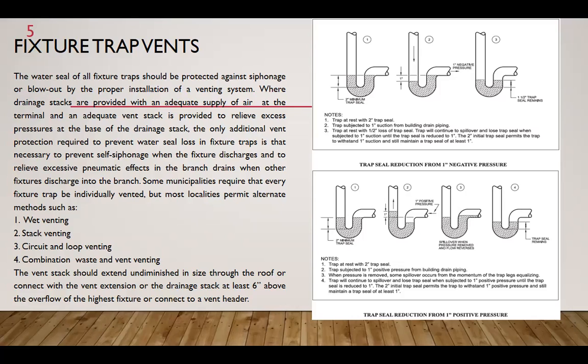So combination waste, the vent stack should extend undiminished in size to the roof or connect with the vent extension or the drainage stack at least 6 inches above the overflow of the highest fixture or connect to a vent header. So in-extend mo siya, dapat same size pa rin. Ito yung mga trap seal reduction from 1 inch positive, trap seal reduction from 1 inch negative pressure. So notes, trap at rest with 2 inches trap seal, yan, 2 inches yan.